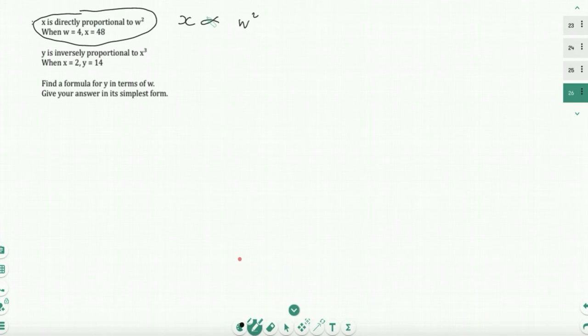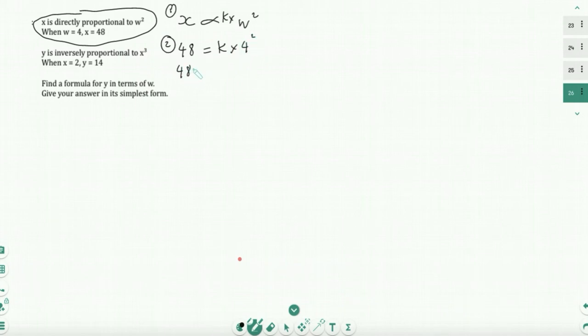And since it's direct, it's going to be K times W squared. Step 2, let's plug in our values for W and X. So X is 48. The proportional sign, I'll replace it with equals. I'll make it a formula: K times W squared. So W is 4 squared.